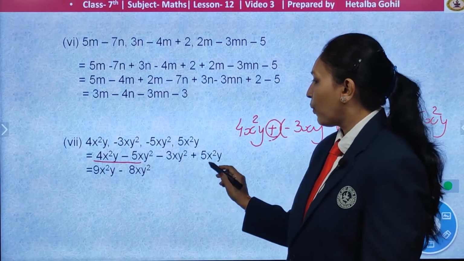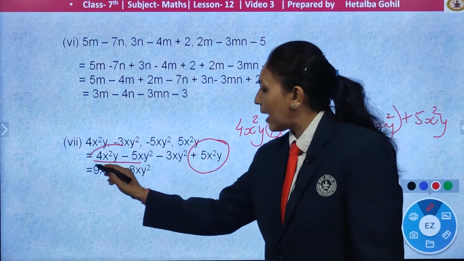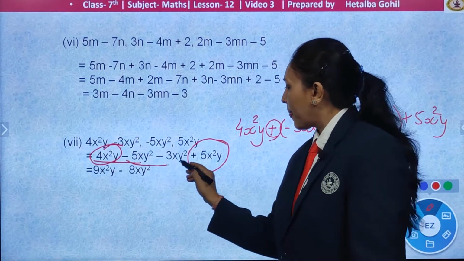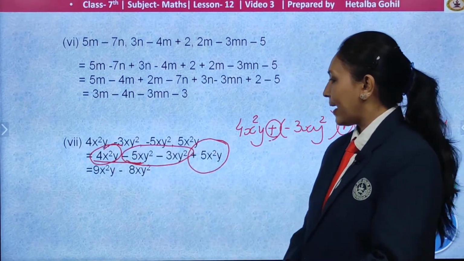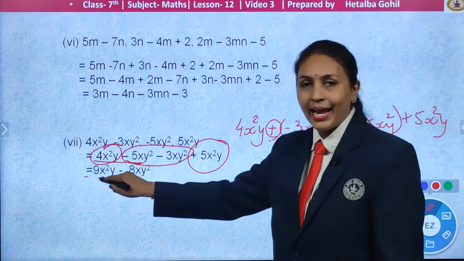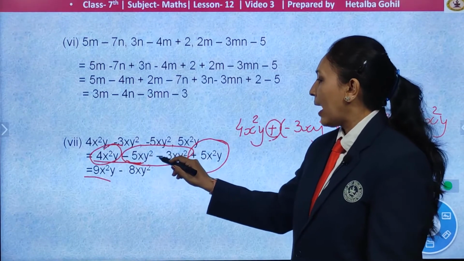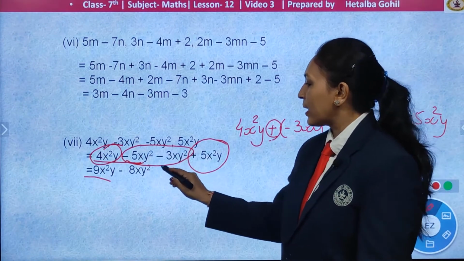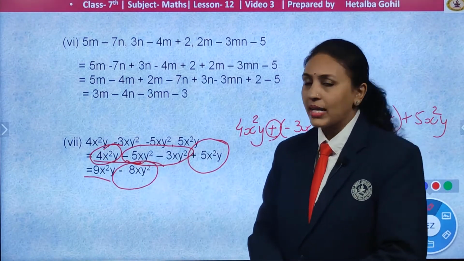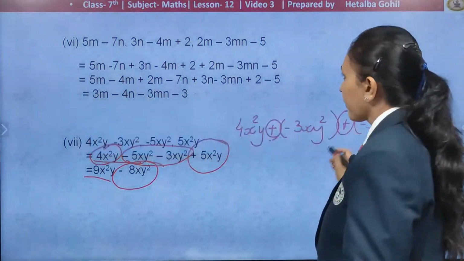You can see if I want to arrange, you can arrange here, that is this 2 here are the like terms, whereas these 2 are like terms. So, 4x square y and 5x square y gives me 9x square y, whereas minus 5xy square and minus 3xy square gives me minus 8xy square as the answer over here.